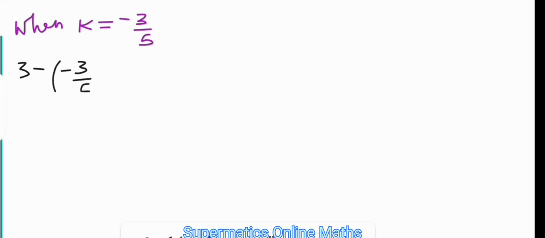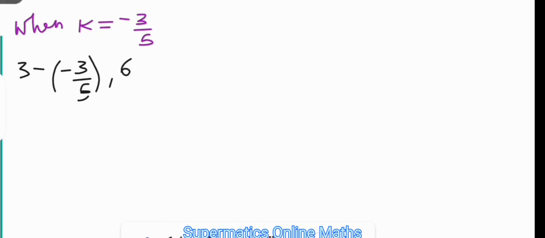So to get the second possible sum for the sequence, we find the list. We make a list of the sequence when k is negative 3 over 5. Now when k is negative 3 over 5, the first term, which is 3 minus k, will be 3 minus negative 3 over 5.